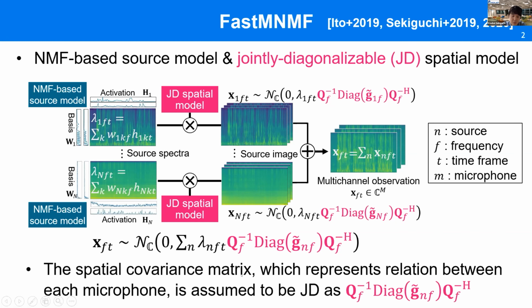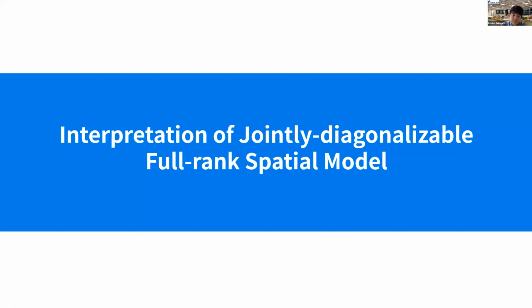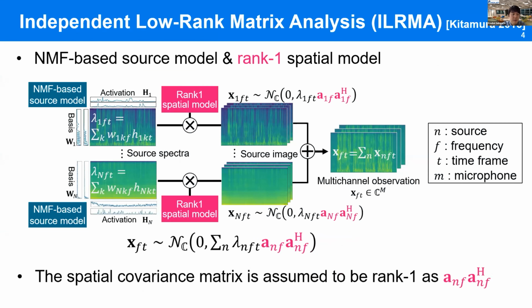First, I will talk about the interpretation of the jointly diagonalizable full-rank spatial model. As a first step, I will talk about the conventional rank 1 spatial model. Independent low-rank matrix analysis, called ILRMA, is based on the NMF-based source model and a rank 1 spatial model. The probabilistic model of X_FT is given by this expression. The difference between FastMNMF and ILRMA is only the spatial covariance matrix, which is assumed to be rank 1 in this method.